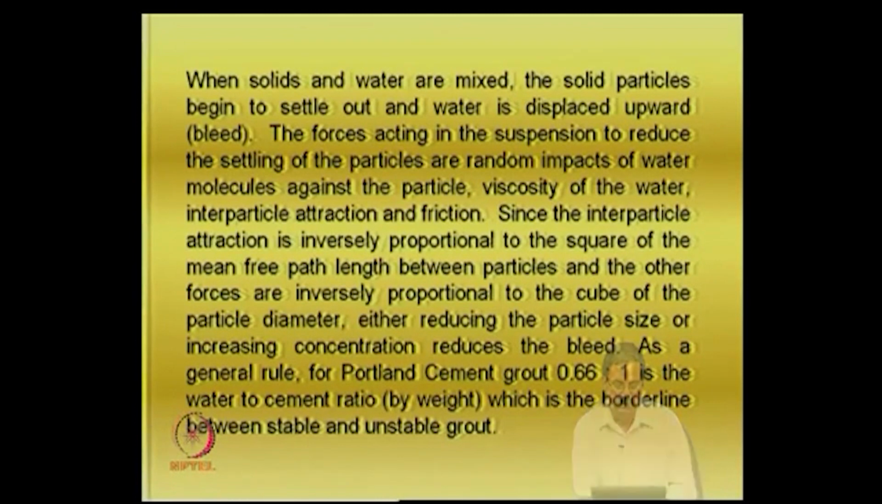As a general rule, the Portland cement grout has a 0.66:1 water cement ratio by weight, which is the borderline between stable and unstable grout. You can see that this water cement ratio is somewhat higher than what we are familiar with, which means properties like viscosity and some of these things are important, and it should be able to flow. The grout should be able to flow and fill up the voids, that is what it means.